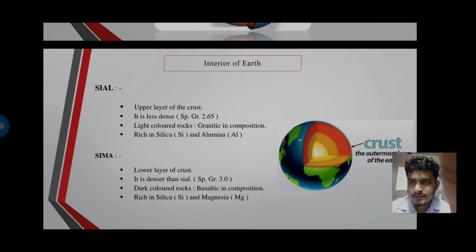The next is the SIMA, the lower layer of the crust. It is denser than SIAL. The specific gravity is 3. Dark colored rocks such as basaltic in composition, rich in silica Si and magnesium Mg.